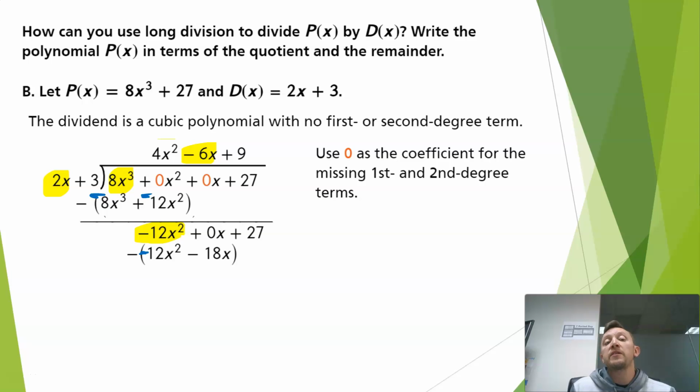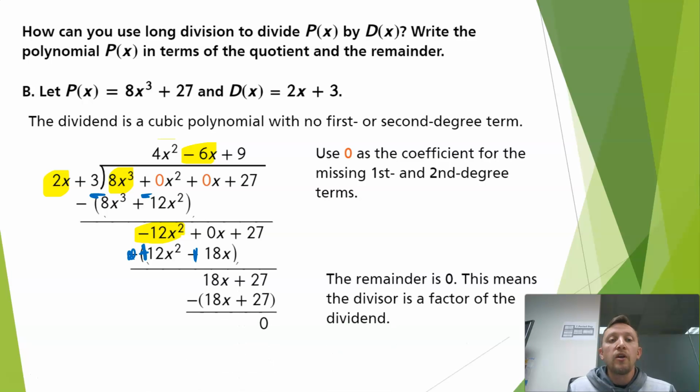So the next step would be to subtract. Now when we subtract a negative, it's going to become a positive. And then that's going to also become a positive. Okay, so that's really important. When you subtract a negative, those become a positive. So when we add those together, negative 12x squared plus 12x squared would be 0. 0x plus 18x would be 18x. And then we bring down the 27.